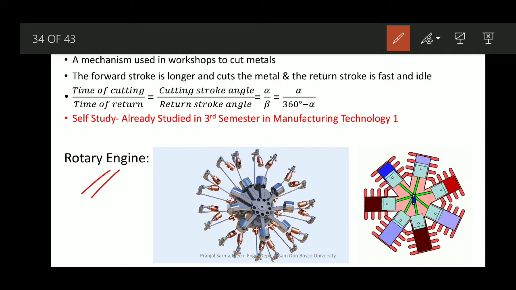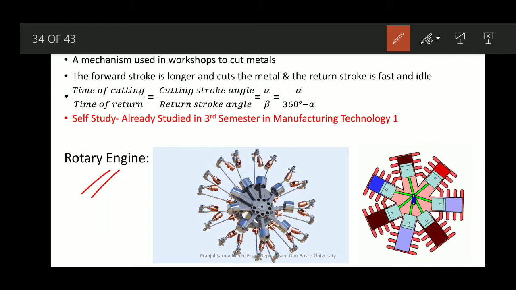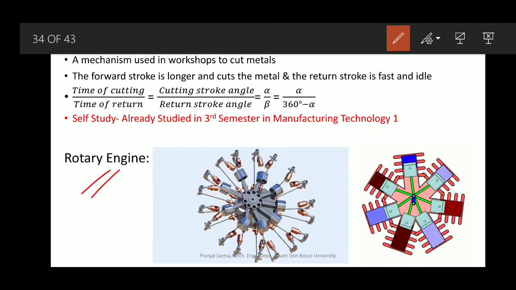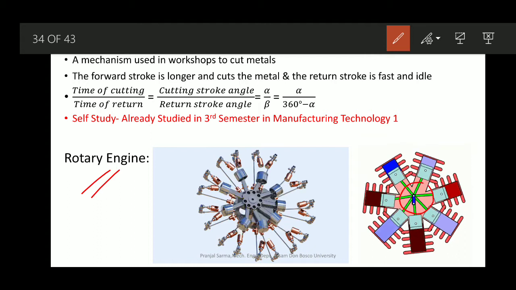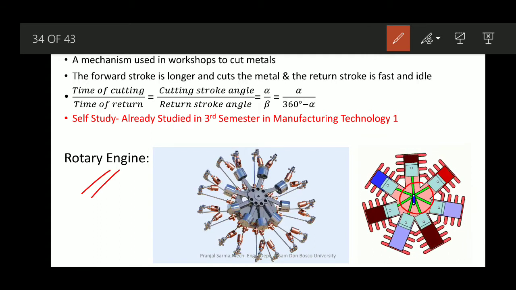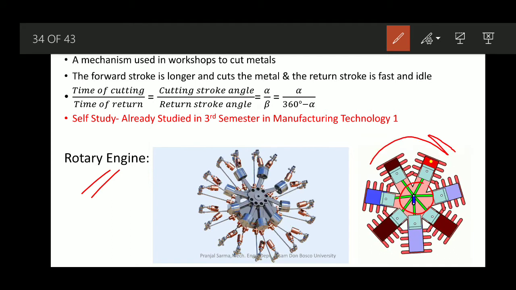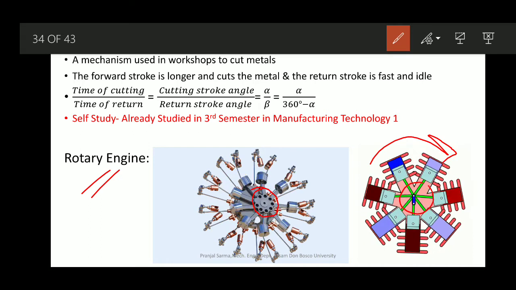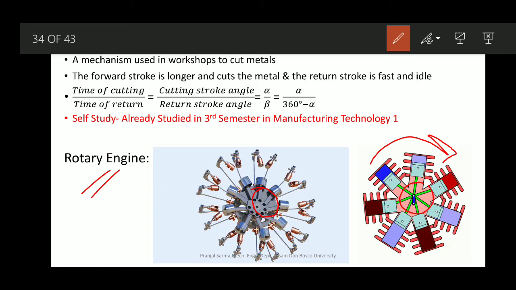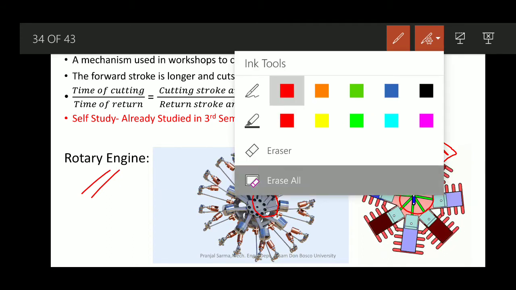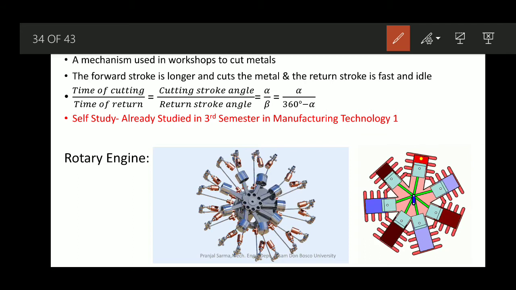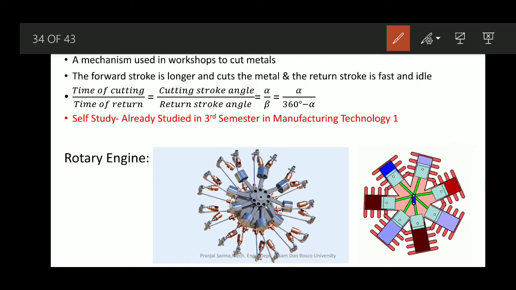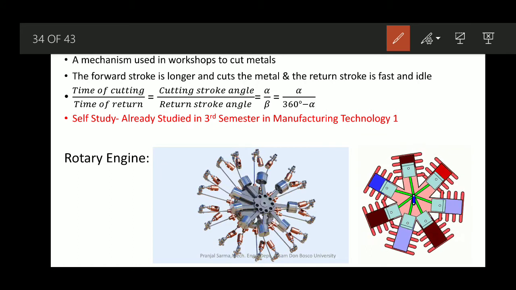Now what is this rotary engine? Rotary engines of this kind were used in older airplanes. Basically, multiple cylinders are attached to a single common crank, and this whole system is rotating, but the crank is the common crank. During this movement, the positioning of the pistons inside the cylinders is different, and during the movement of the crank there will be a different power stroke in each cylinder.